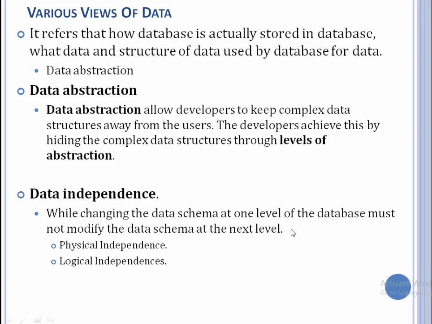In this case, data independence means there are levels of schemas in the database. So when we change the data schema at one level, that must not affect or modify the data at another schema level. That is called data independence. Again, there are two types of data independence: physical data independence and logical data independence. In the next class we will discuss this concept, but now let us see the various views of data at the abstraction level.